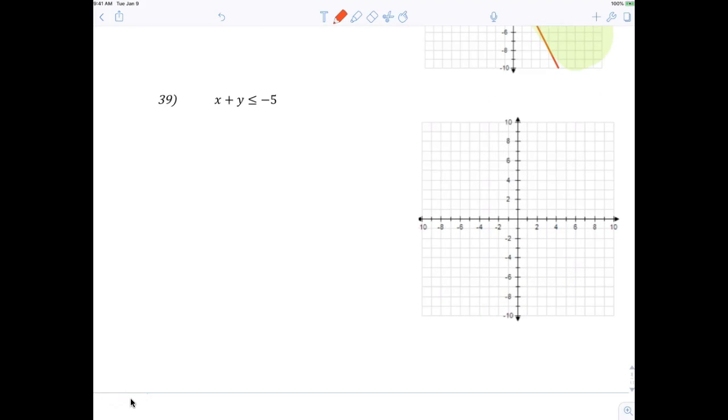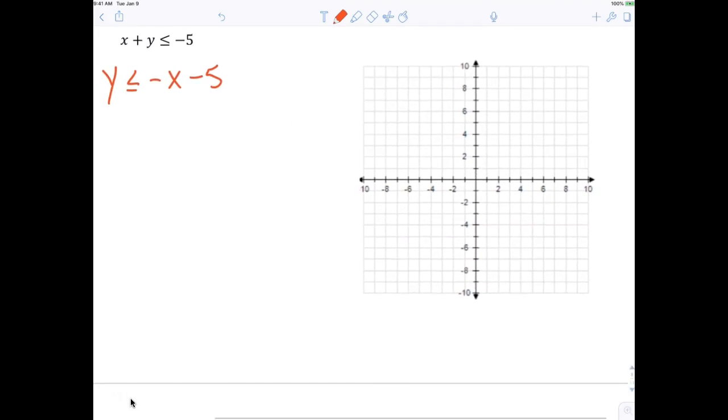Yes. Remove the x. If I move the x, it becomes what? So y is less than or equal to negative x minus 5. Now what do we do? Go down 5 and plot a point. Now from there, what? Down 1 and to the right 1. What type of line? Solid line. Very good. And now we're shading where?